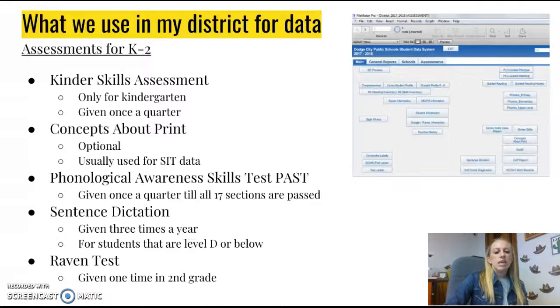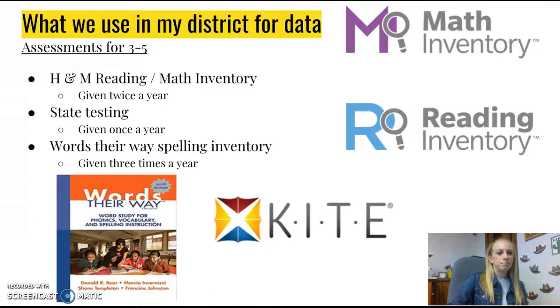We have sentence dictation, which is given 3 times a year for students that are level D or below for guided reading. And then we have the Raven test, which is given 1 time in 2nd grade to show if they need to be tested for gifted or not. For K3-5 assessments, we have the H&M reading and math inventory, which is given twice a year. We have state testing given once a year, and then we have Words Their Way and spelling inventory, which is given 3 times a year.